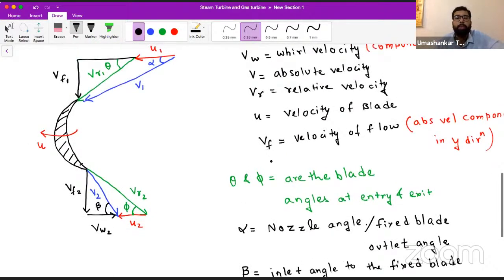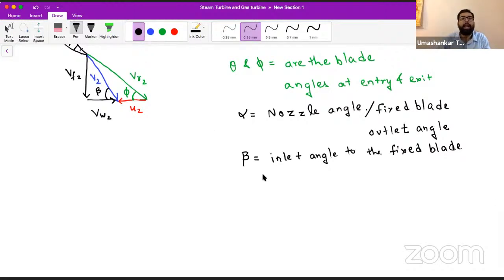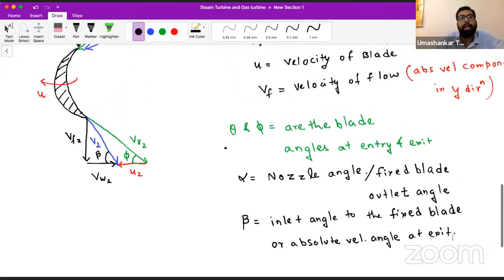Sometimes you have seen, like in Curtis stage turbine, that after the steam leaves a moving blade, it sometimes enters into the fixed blade, where it gets deflected. So this is the absolute velocity of the jet which is leaving the moving blade and entering the fixed blade. We sometimes call it the inlet angle of the fixed blade, or we can call it the absolute velocity angle at exit or outlet.